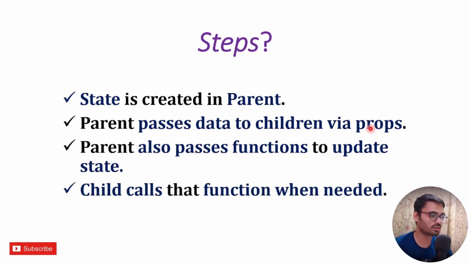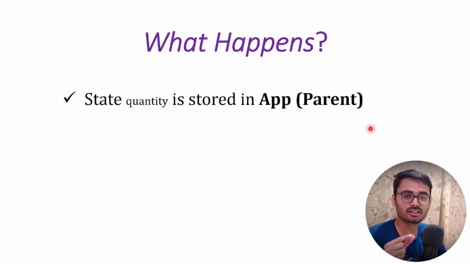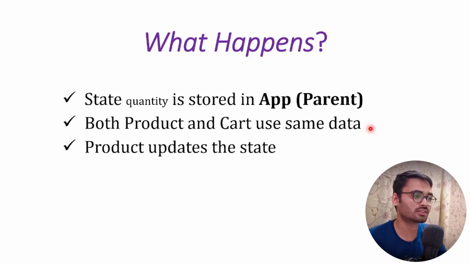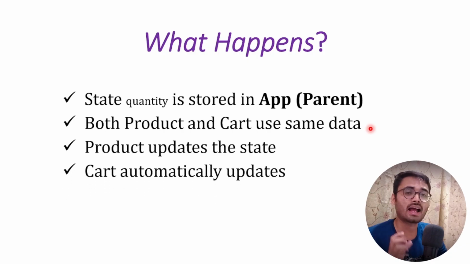As I move to the next point, the child calls that function when needed. Whenever it is needed, we are going to call it through the child component, and we can also create the function inside the child component. We are going to see about this. What happens? The state quantity is stored in app, the parent component. Both product and cart use the same data, the same state, which is quantity. The product component will update this state, and the cart automatically updates, as we have a common state inside the parent component. As it changes, the cart will automatically update.